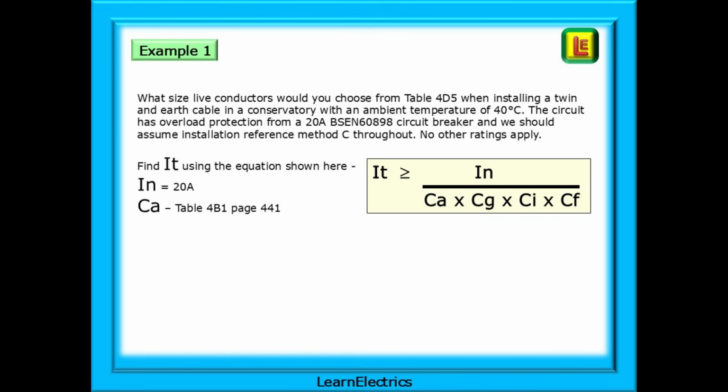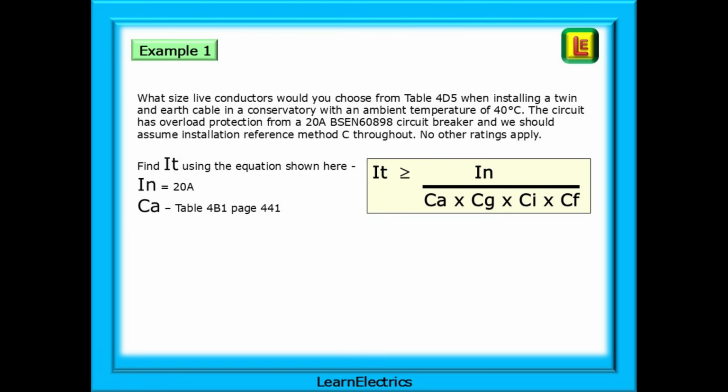The question asks, what size live conductors would you choose from Table 4D5 when installing a twin and earth cable in a conservatory with an ambient temperature of 40 degrees Celsius? The circuit has overload protection from a 20 amp BS EN 60898 circuit breaker, and we should assume installation reference method C throughout. No other ratings are to be applied in this question.